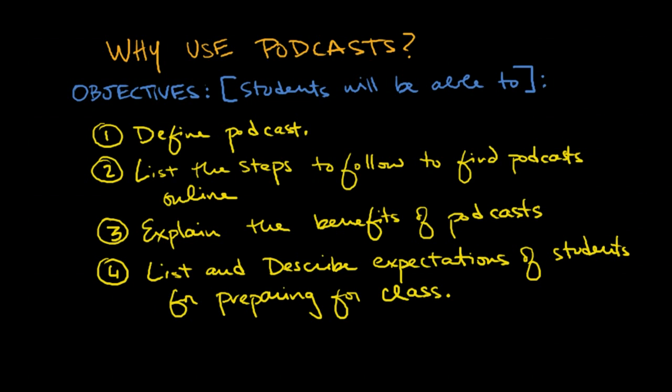Underneath this title objectives is a list of things that you should be able to do. If you notice in brackets, just to the right of objectives, it says students will be able to. I will, in the future, abbreviate that as SWBAT, or SWABATs. Students will be able to. So these are things that you should be able to do by the end of this podcast.